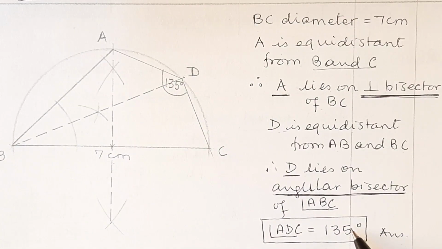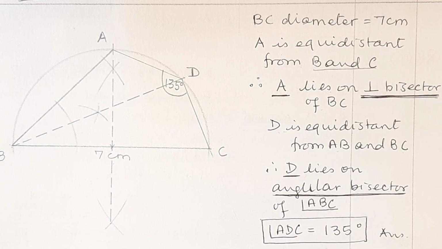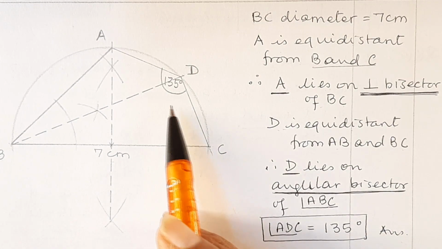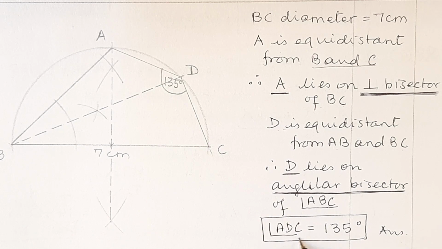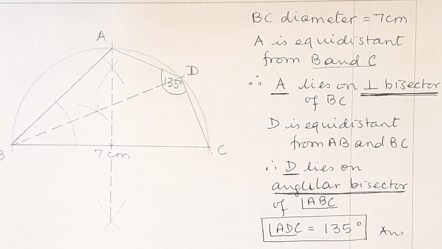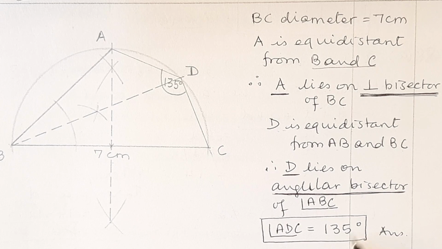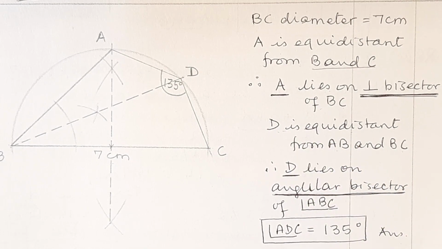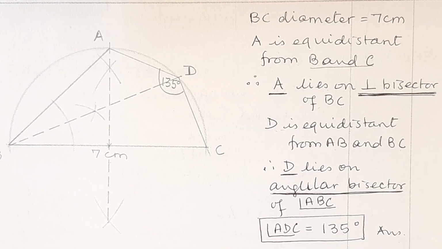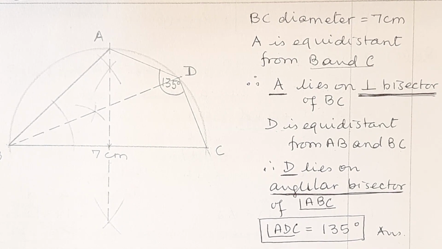And now they are asking us to find angle ADC. So we use the protractor and we measure angle ADC as 135 degrees. And that is our construction. This construction was 4 marks. So now you know how to get your 4 marks full.